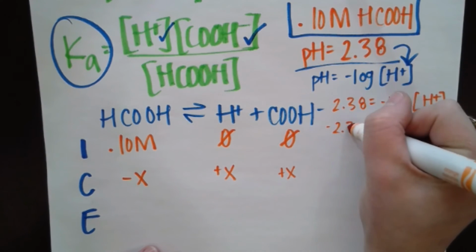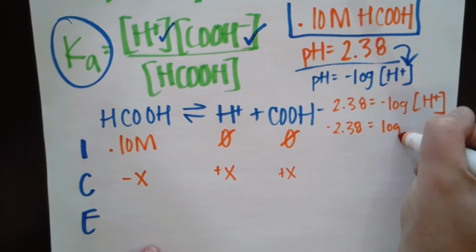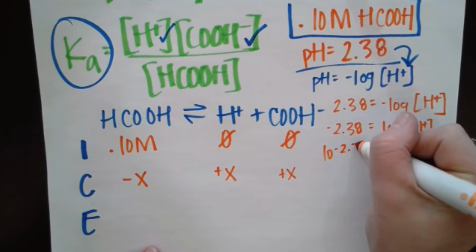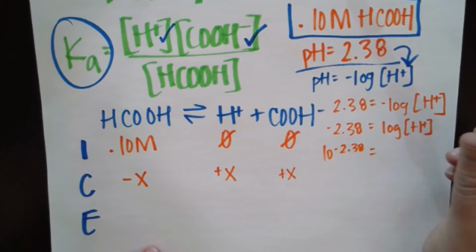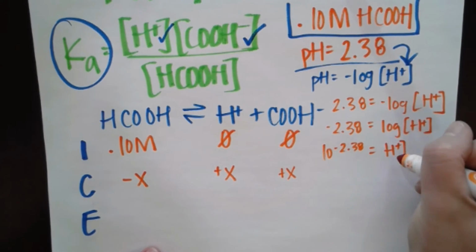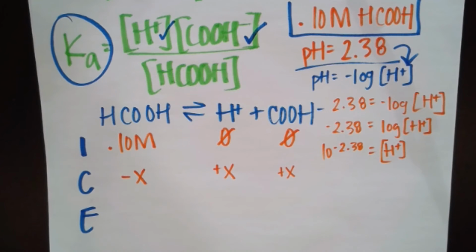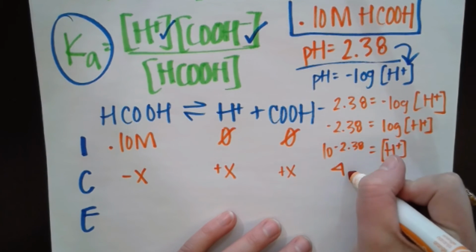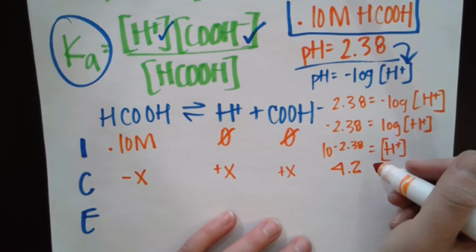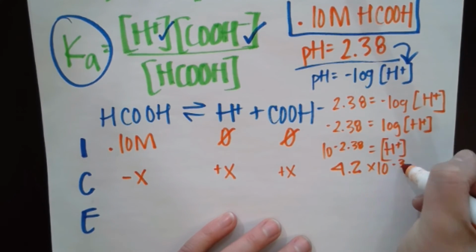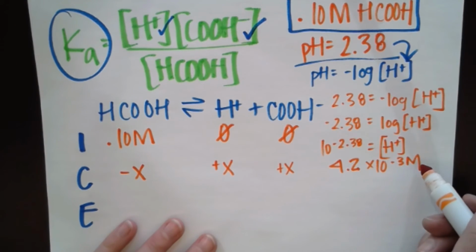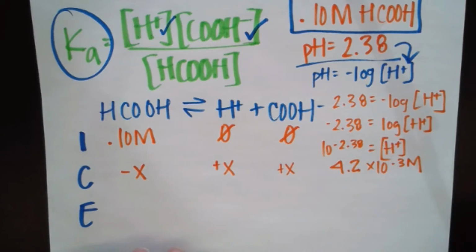Okay, so here's what we get. Negative 2.38 is equal to the log of the hydrogen ion concentration. 10 to the negative 2.38 is equal to the hydrogen ion concentration. 10 to the negative 2.38 is, did you get it? 4.2 times 10 to the negative third molar. So remember, this is hydrogen ion concentration, which is this right here in our table.